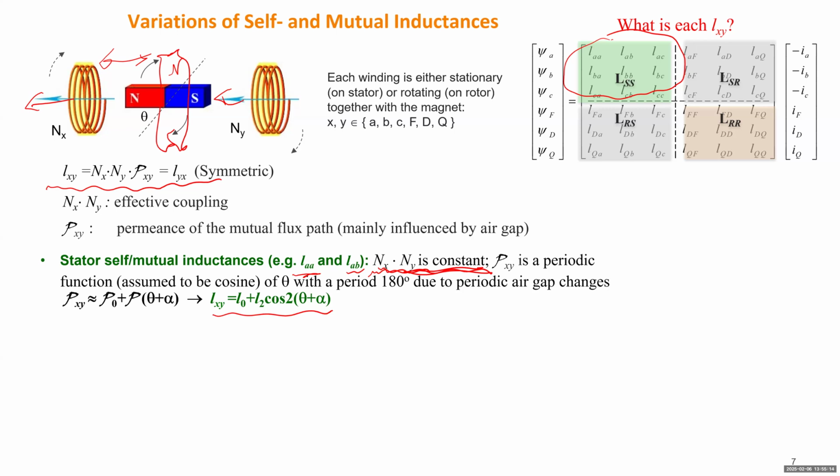So the 2 here: cosine 2 times theta plus a certain initial phase. Alpha indicates some initial phase. The 2 here just makes the period 180 degrees, not 360 degrees. And also there's a constant term at the beginning, which indicates the leakage flux, the inductance due to the leakage flux. So we'll take this structure to model the self and mutual inductances involving the two stator windings.